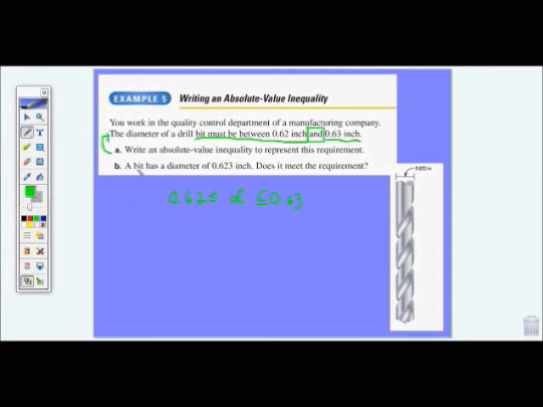Now, letter B says the bit has a diameter of 0.623 inches. Does that meet the requirement? So if I look at that requirement, I can say, does that on a number line fall in between there? It would be greater than 0.62, but it still would be less than 0.63 on a number line. We could see that.